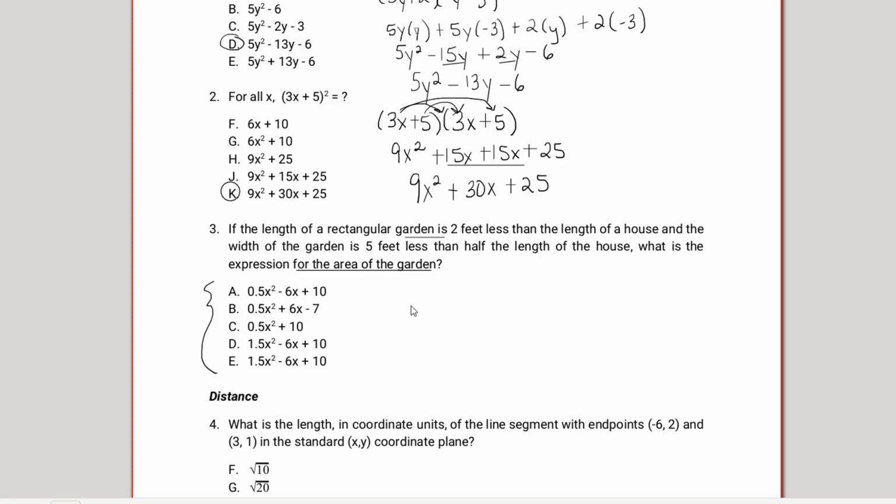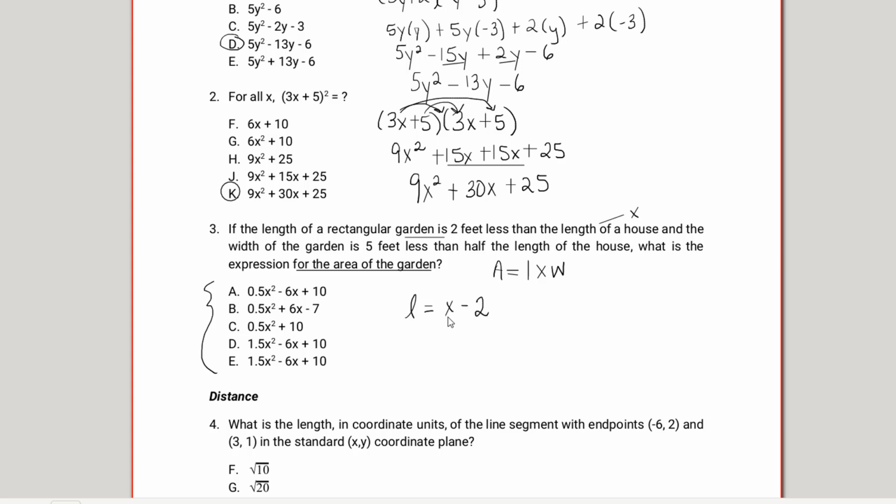When we're looking at this, we need to remember we're looking for area, and it says of a rectangular garden. The area of a rectangle is length times width. So those are the two terms we're going to multiply together. In the first part of the sentence, it gives us the length of the garden, so length is equal to 2 feet less than the length of a house. It looks like the length of the house is going to be our unknown variable, and based on the variable that we use in the answer choices, it's going to be x. So the length of the house is x, and we know that the length of the garden is 2 feet less than the length of the house, so that equates to x minus 2.